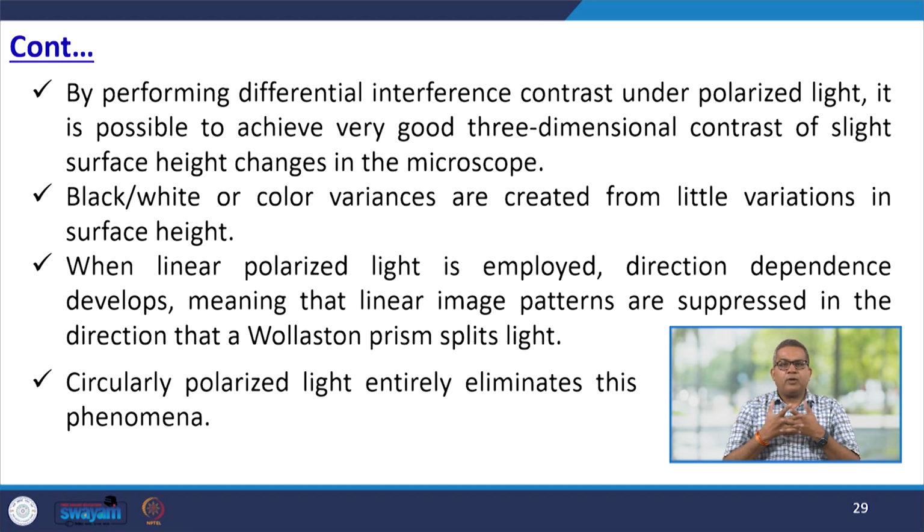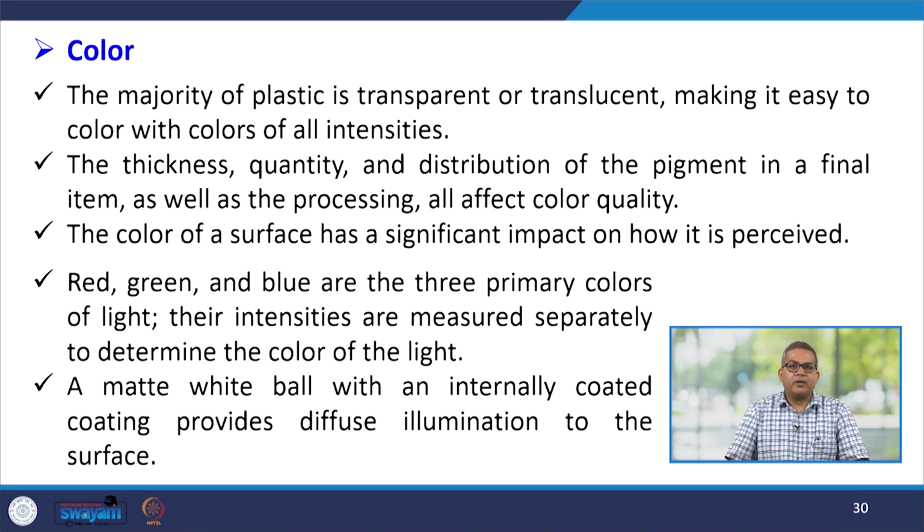Now, black and white or color variations are created from a little variation in surface height. When linear polarized light is employed, direction dependence develops, meaning that linear image patterns are suppressed in the direction that a Wollaston prism splits light. Circularly polarized light entirely eliminates this particular phenomenon.